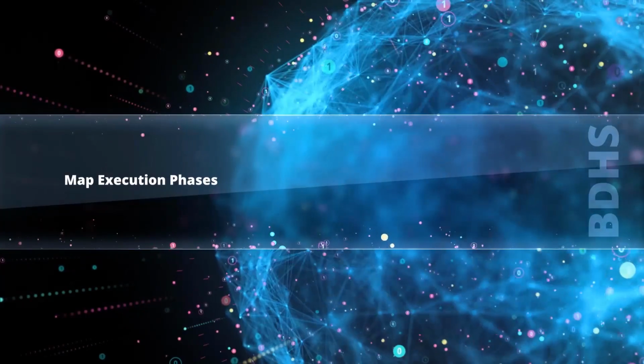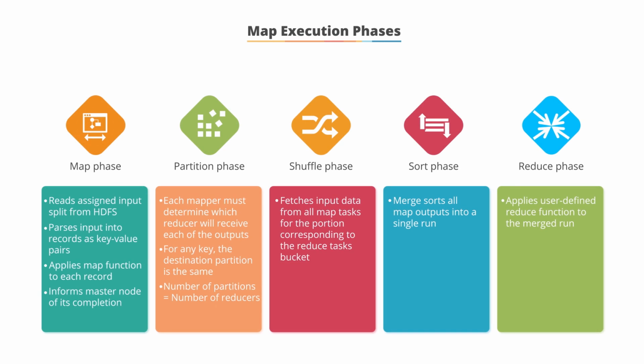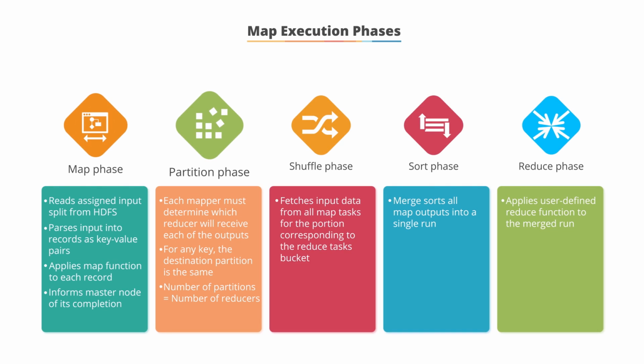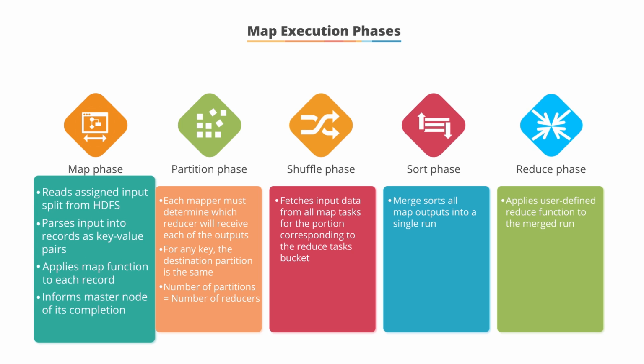Map execution phases. Map execution consists of 5 phases: the mapping phase, the partition phase, the shuffle phase, the sort phase, and the reduce phase. The assigned input split is read from HDFS, where a split could be a file block by default. Furthermore, input is parsed into records as key value pairs.